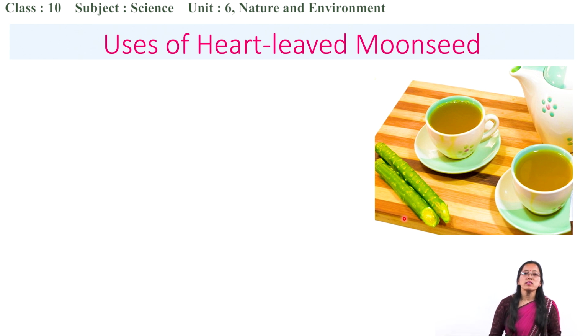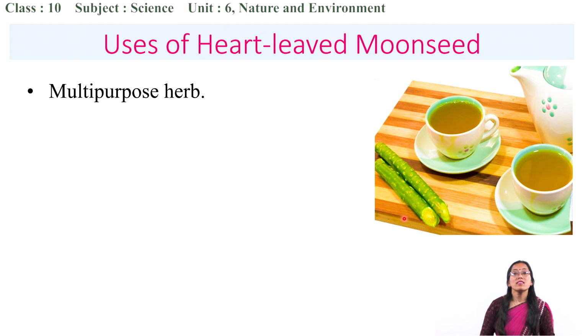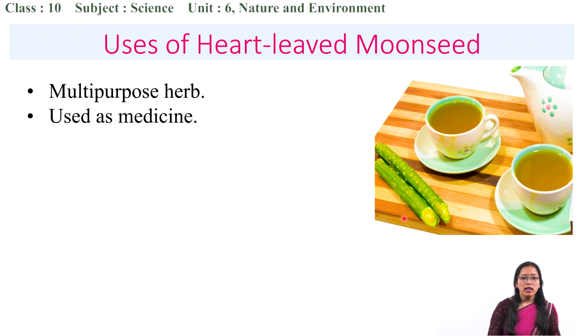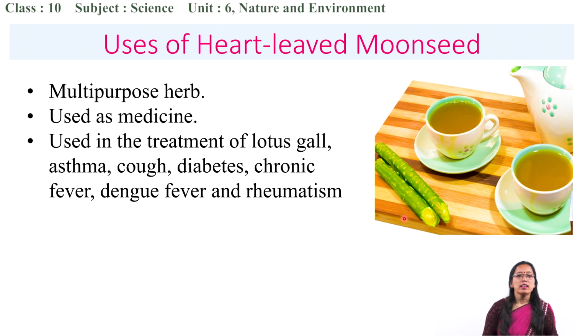Now what are the uses of this heart-leaved moonseed? It is a multi-purpose herb. It is used for various purposes. It is used as a medicine for different diseases. It is used in the treatment of gall problems, asthma, cough, diabetes, chronic fever, dengue fever and rheumatism. That's why it is a multi-purpose herb. It is used as a medicine for all these types of diseases.